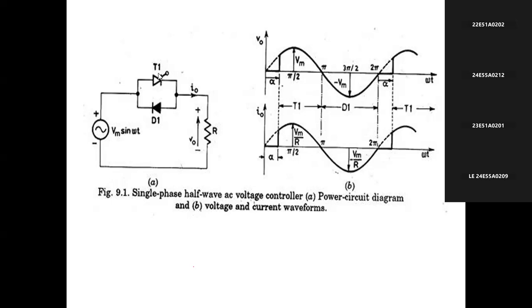So T1 adjusts the firing angle. Then the power will be delivered to the load. So from pi to 2 pi, you'll get the output voltage through the diode. But during positive cycle, from alpha to pi, you'll get the output voltage. Again during positive cycle, 2 pi plus alpha. Okay. Done. Next.